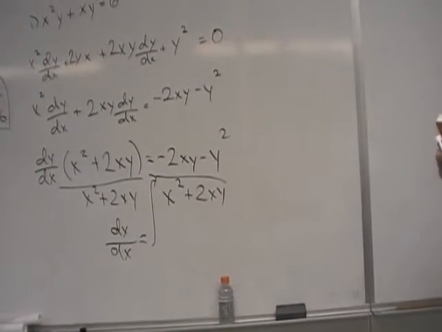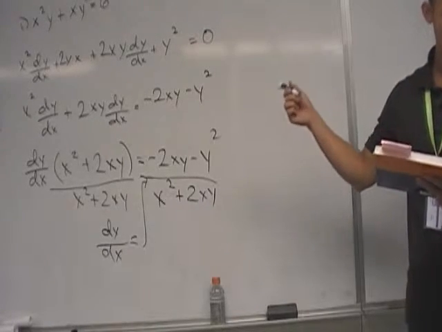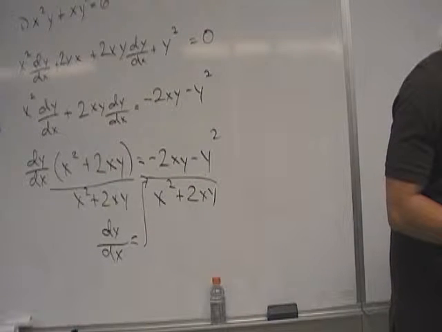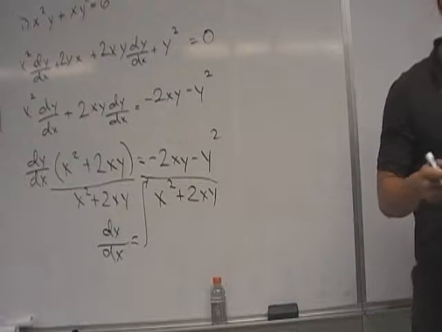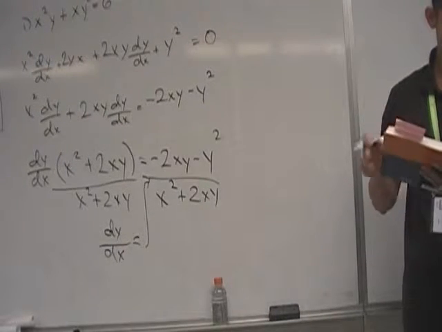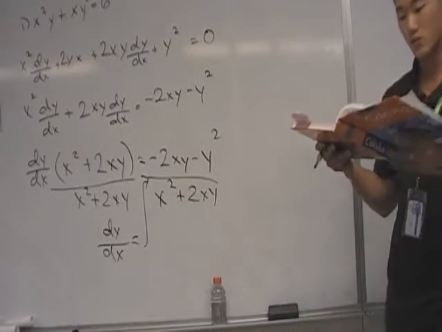Alright, number 2 and 3. So 2 and 3 are pretty similar to this. Okay, so I'm not going to do those two. 22, 24, 25, 22, 26. Alright, let's look at 22.